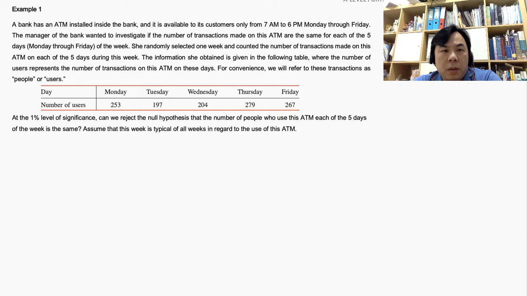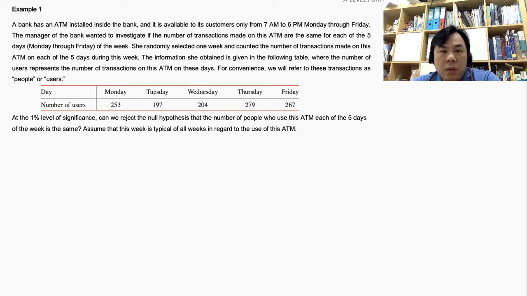A bank has an ATM installed inside the bank, and it is available to its customers only from 7 a.m. to 6 p.m., Monday through Friday. Now, the manager of the bank wanted to investigate if the number of transactions made on this ATM are the same for each of the 5 days, Monday to Friday, of the week. She randomly selected 1 week and counted the number of transactions made on this ATM on each of the 5 days during this week.